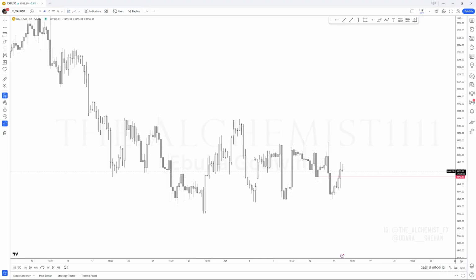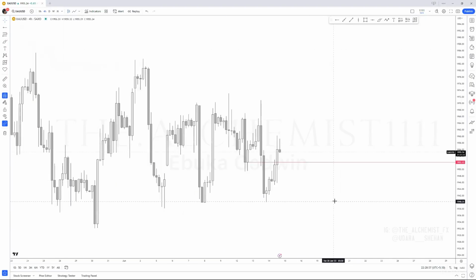Next question: I see you do refinement when you refine the H4. How far in terms of pips does it have to be? Is it too far, in my opinion? Yeah, a 25 to 30 pip refinement is perfect.